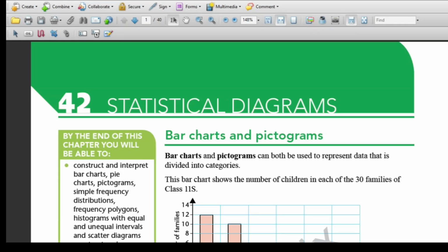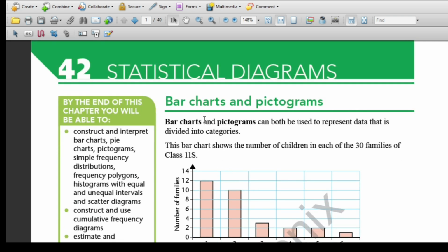Bismillah Rahman Rahim. In this session, we will discuss statistical diagrams. There are two types: bar charts and pictograms. Bar charts and pictograms are used to represent data that is divided into different categories.